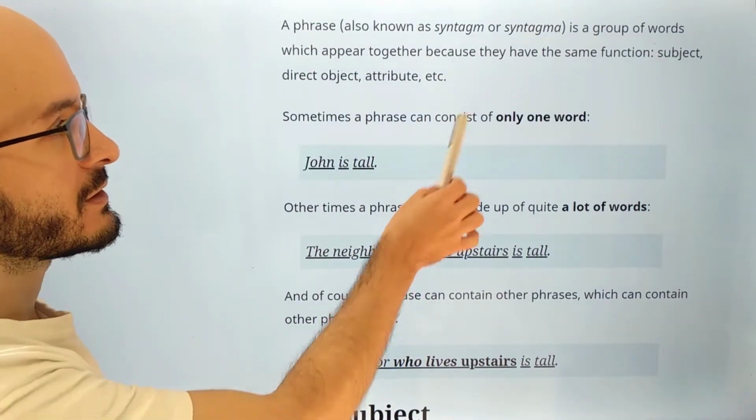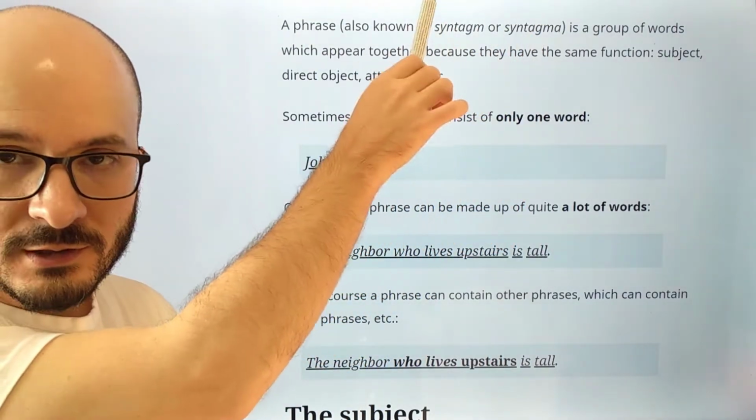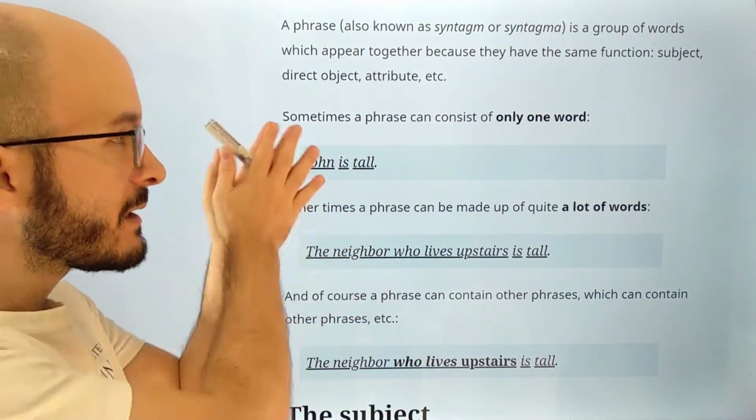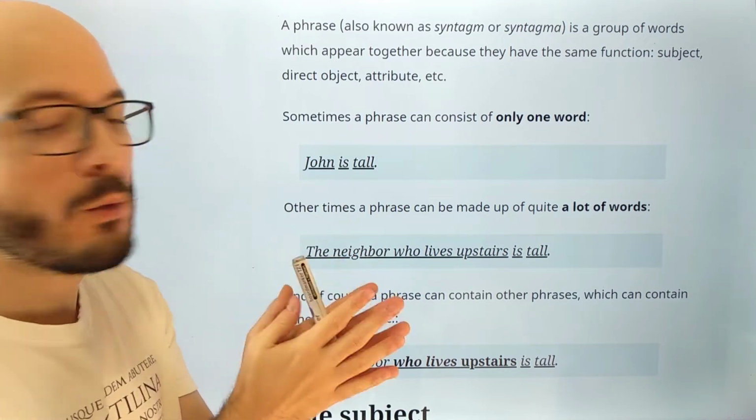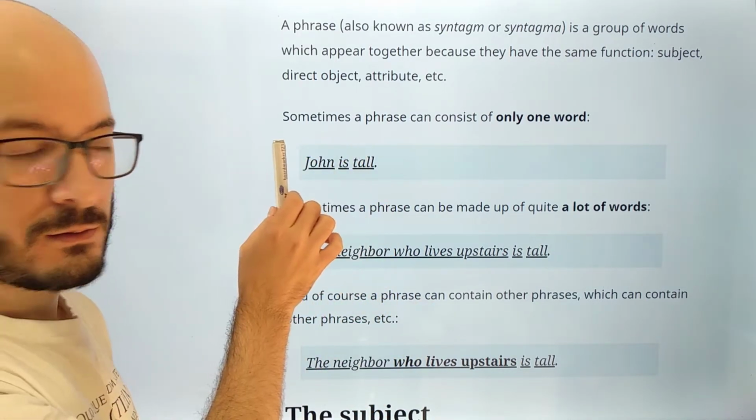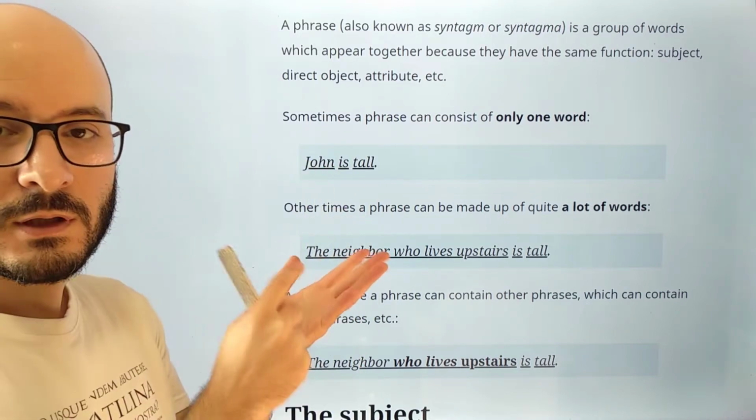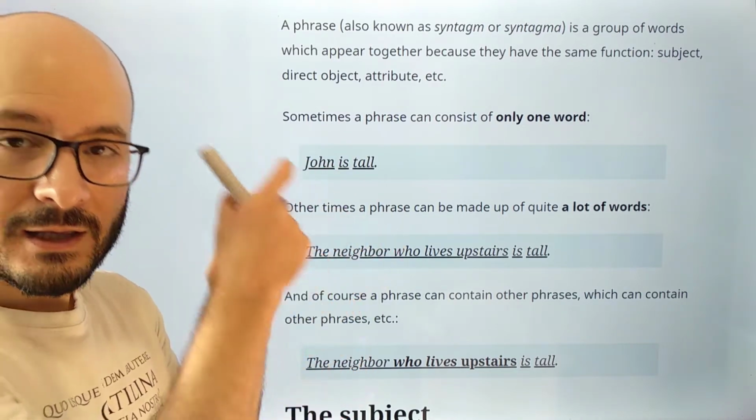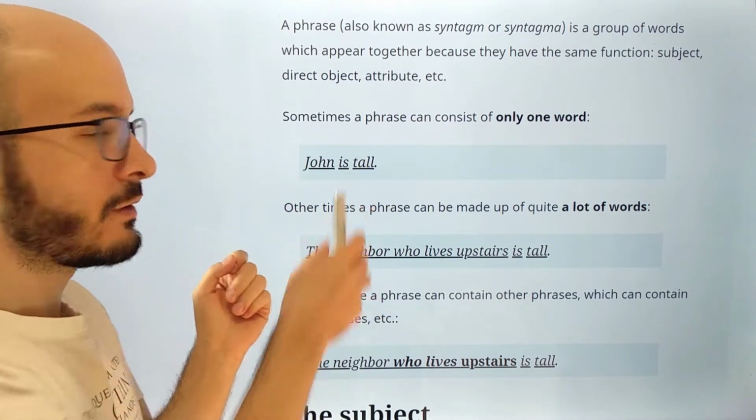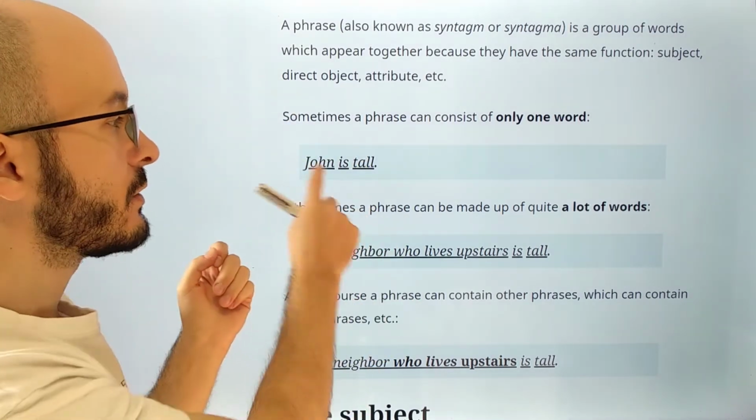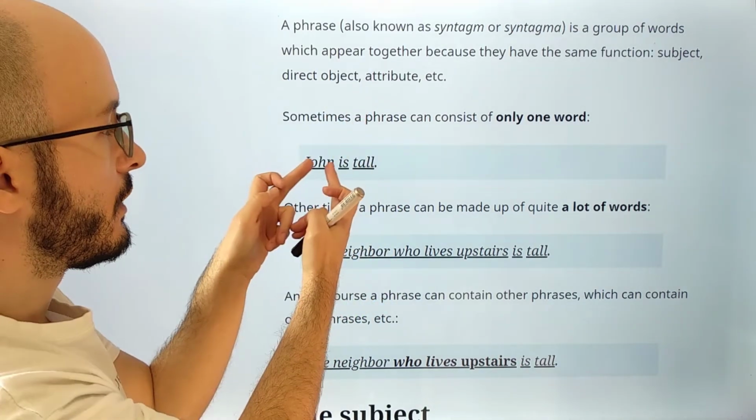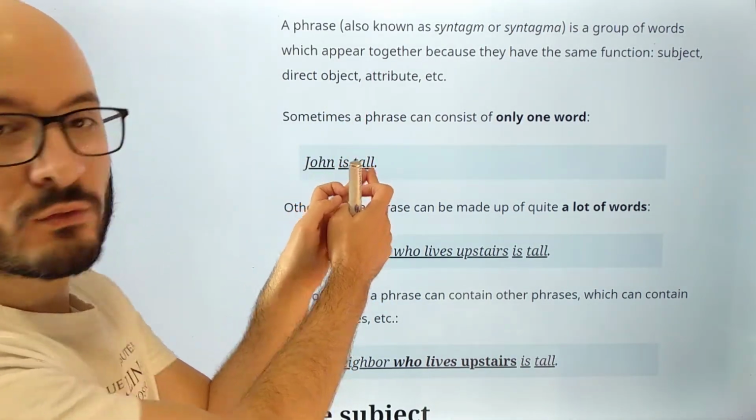Sometimes, however, because I said here is a group of words, usually it is going to be a group of words, but sometimes a phrase can consist of only one word. So for example, here we have John is tall. So John is one word and is already a phrase. Is is also a phrase, and tall is also a phrase. So each of the words is one phrase, one phrase, one phrase.